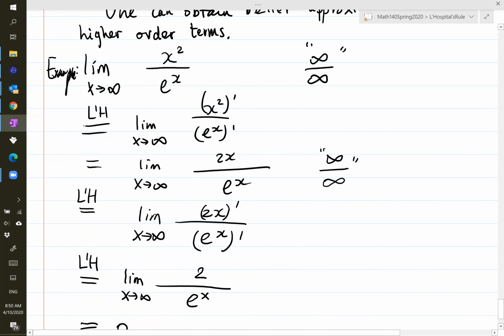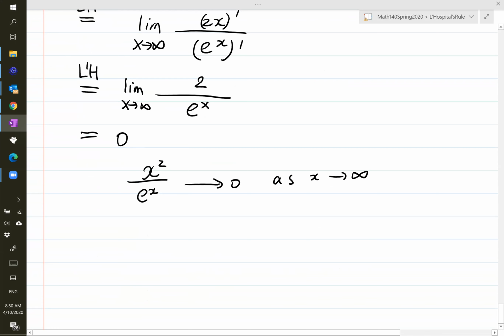You see e to the x, its derivative does not change. Now polynomial, every time we differentiate, the degree decreases by 1. So for any degree, this limit is 0.